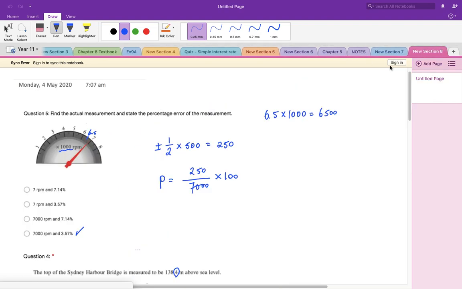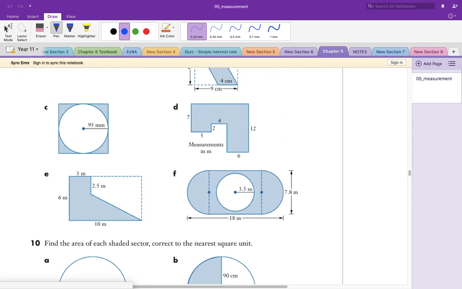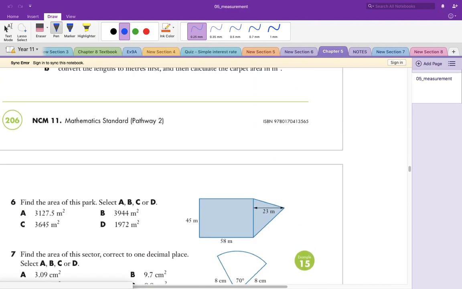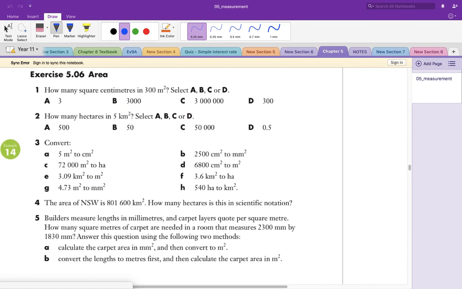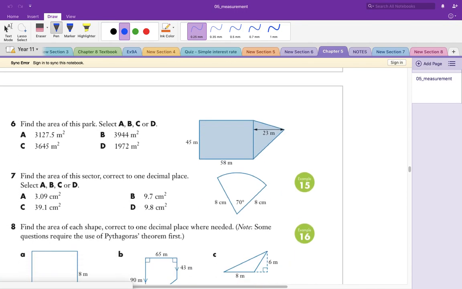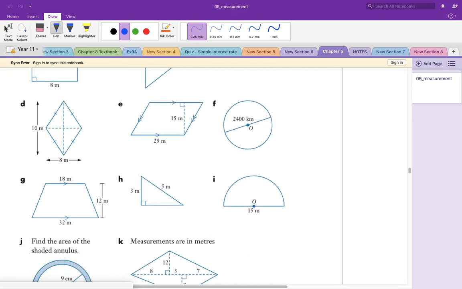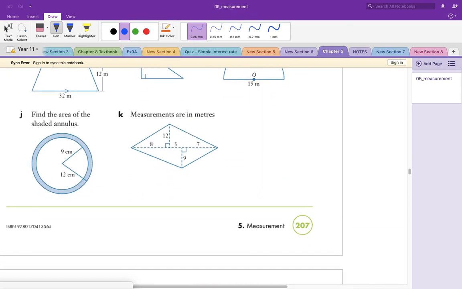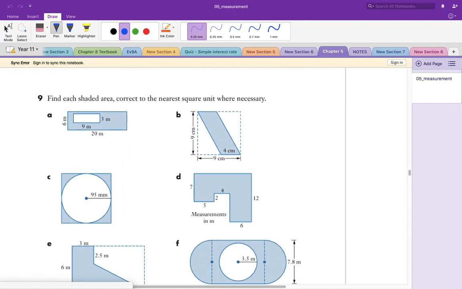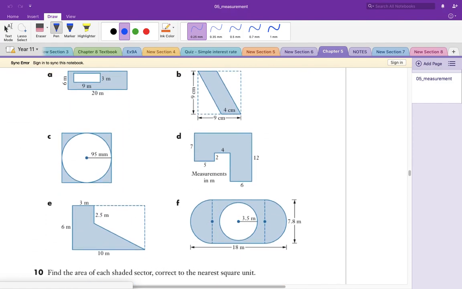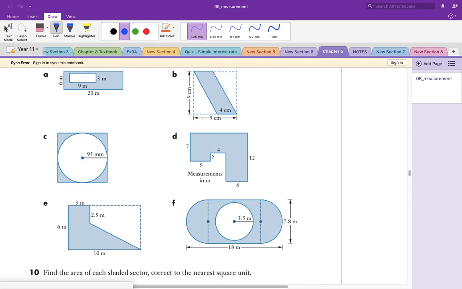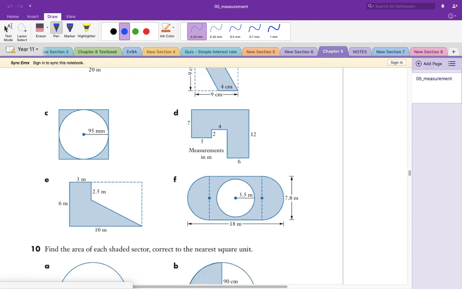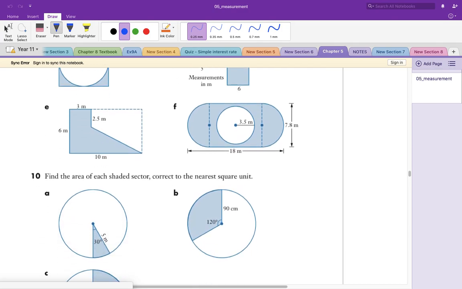Let me see if there's anything I would like to talk about in homework. So this is today's homework. First part is unit conversion. Second part, I think these shapes look okay. Yeah, so with these ones, you just need to find the shaded areas, right? So, for example, for question E, this is a rectangle, take away a trapezium. For C, it's a square, take away a circle. For F, it's a track thing, take away a circle in the middle. So you need to recognize that.